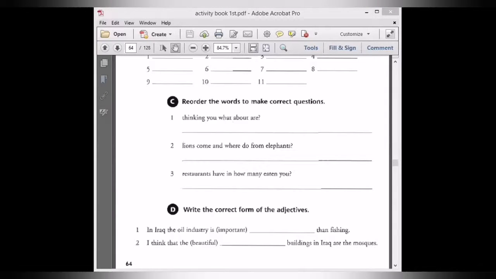Sorry, I lost the connection. So, we were speaking about number 2. So what is the answer of number 2? Where do lions and elephants come from? What is the answer of number 2?